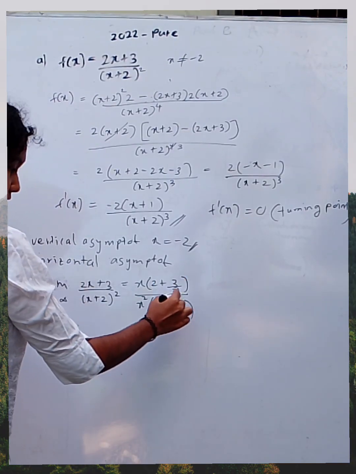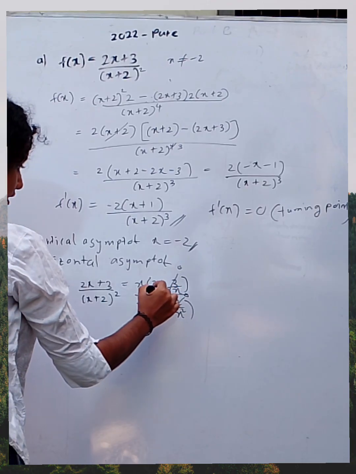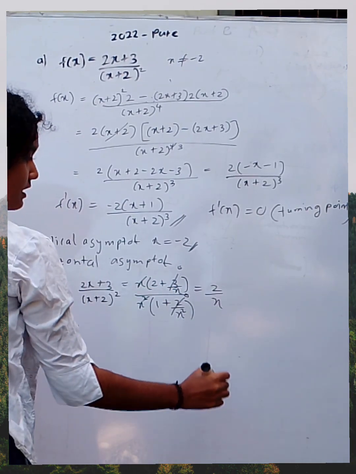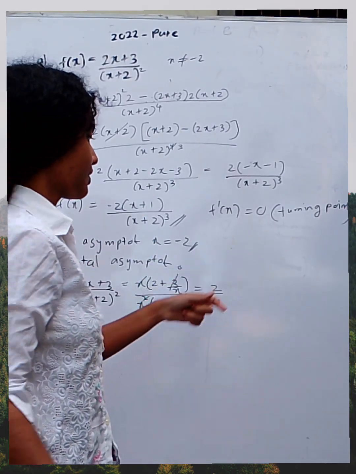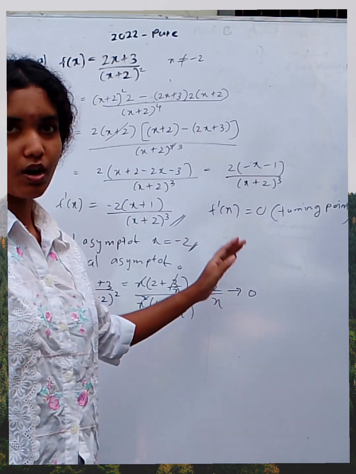So here we know that in fractional form the limit goes to 0, and here the 1x cancels with another x. It's 2 divided by x. Here x is in the denominator. In that sense this is a 0.